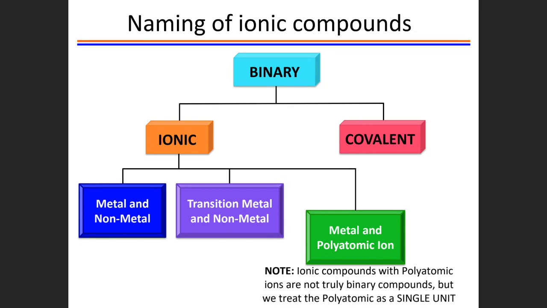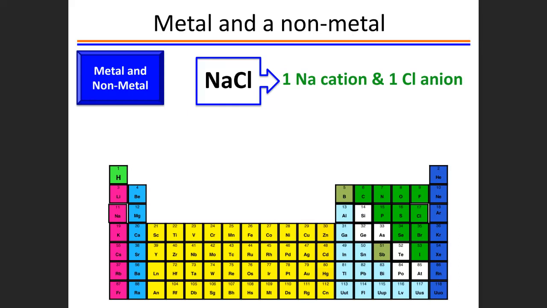Also, we have some metal and polyatomic ion compounds. We have a list of polyatomic ions that we actually need to memorize. We are going to talk about it very soon. Now if we want to name a metal and non-metal ionic compound, first we tell the metal name like Na, sodium, then the non-metal name, chloride, the first half, and then we have to end with IDE.